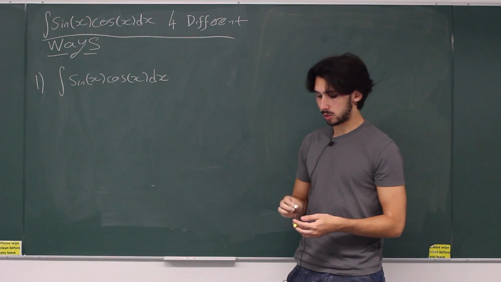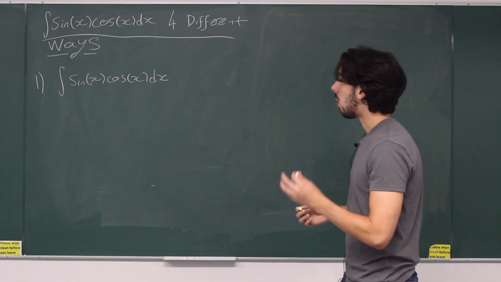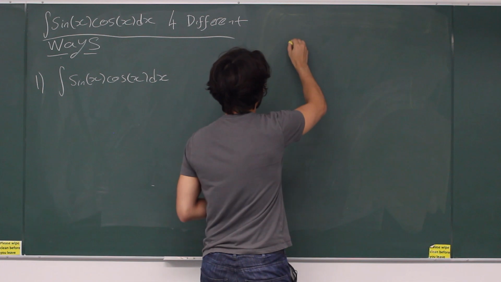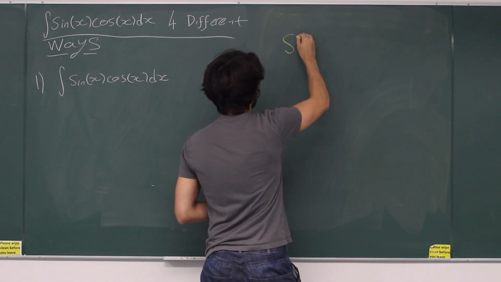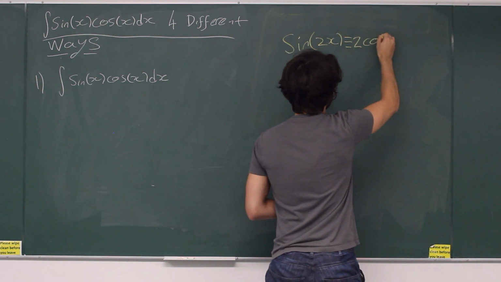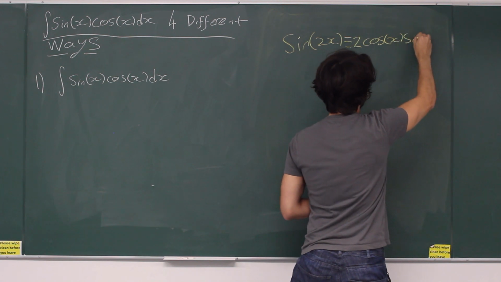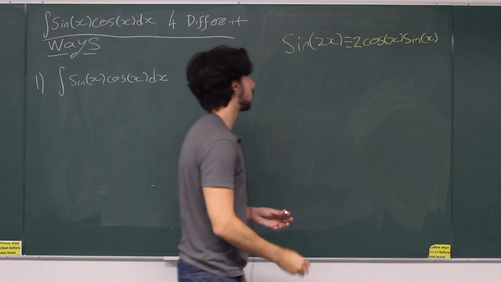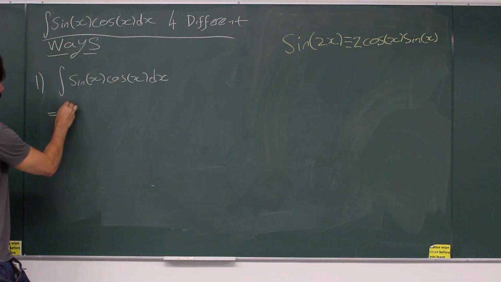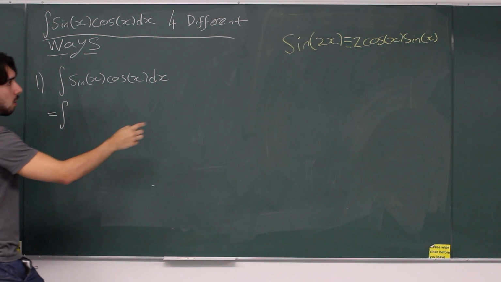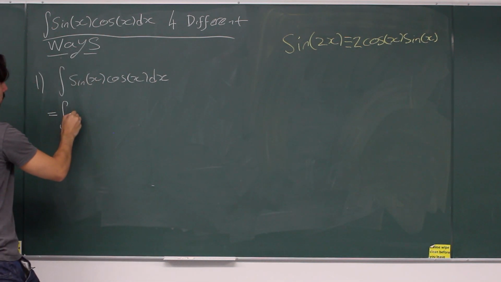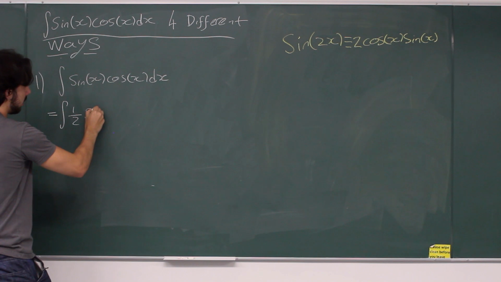So let's go straight into the first method for doing this integral. I'm going to do this integral to begin with using a trigonometric identity. I'm going to use the double angle formula for sine. So I know that sine of 2x is identical to 2 cos x times sine x. This is just an identity, the double angle formula. That means I can rewrite this integral. If you imagine halving both sides, you'd have sine x times cos x on the right hand side. This is the same as the integral of a half sine 2x.